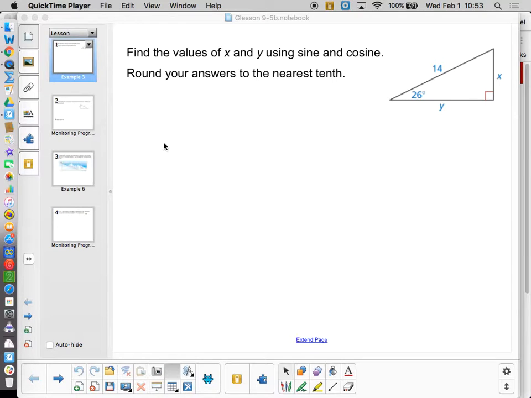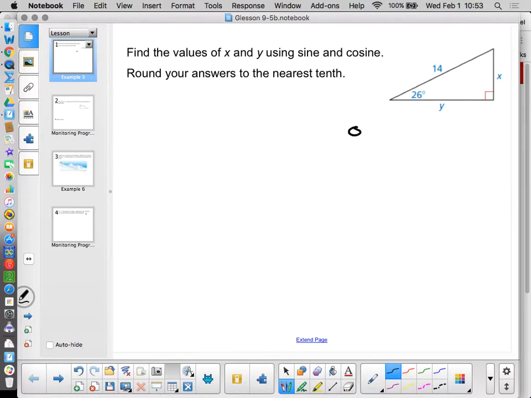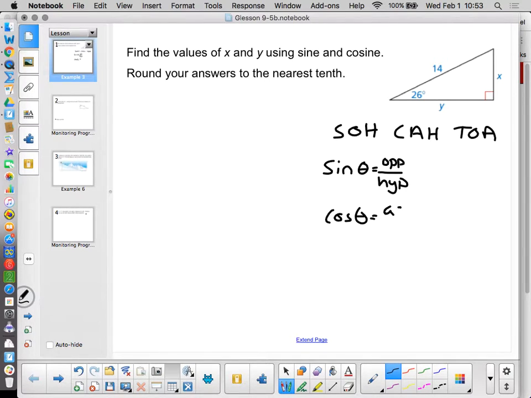Now, just a quick refresher. Our favorite phrase here is SOHCAHTOA, which means that the sine of the angle is the opposite over the hypotenuse. The cosine of the angle is the adjacent over the hypotenuse. And the tangent of theta is the opposite over the adjacent.